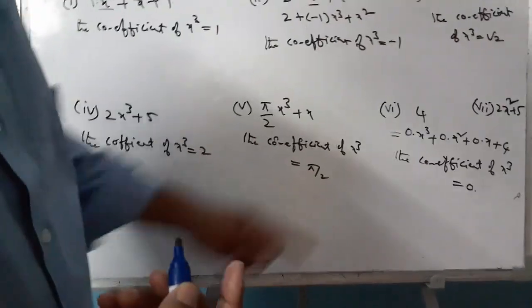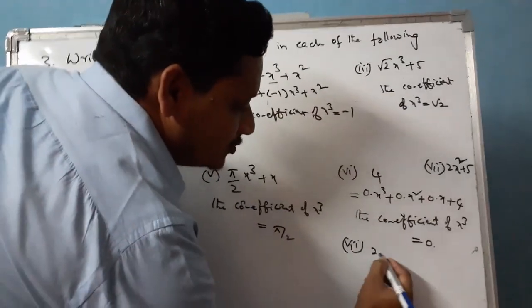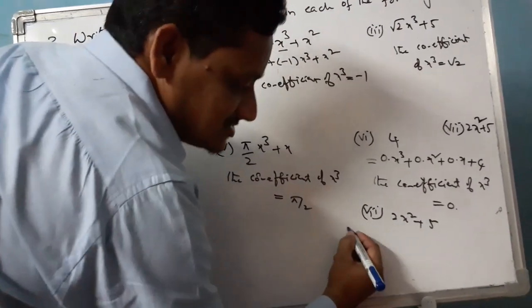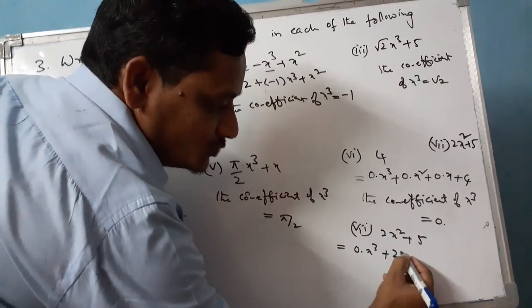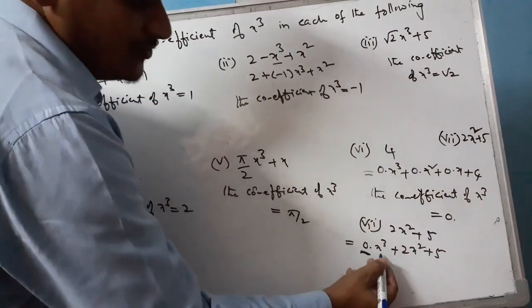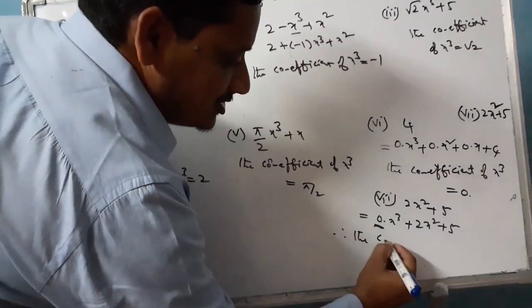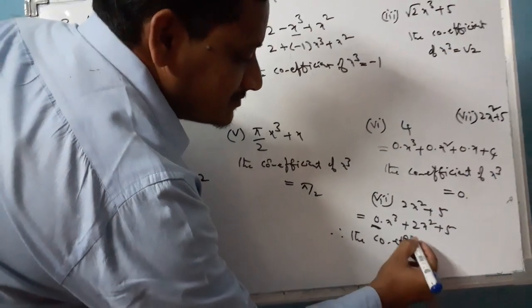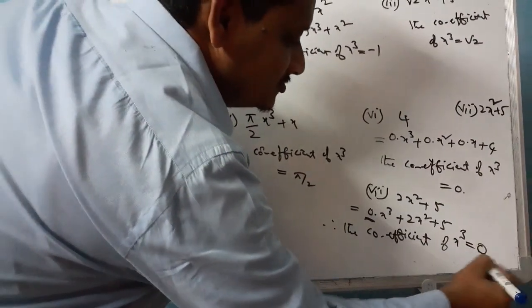What about the seventh one, 2x square plus 5. This also we can write as 0 into x cube plus 2x square plus 5. Here also the coefficient of x cube is 0. So therefore the coefficient of x cube is equal to 0.